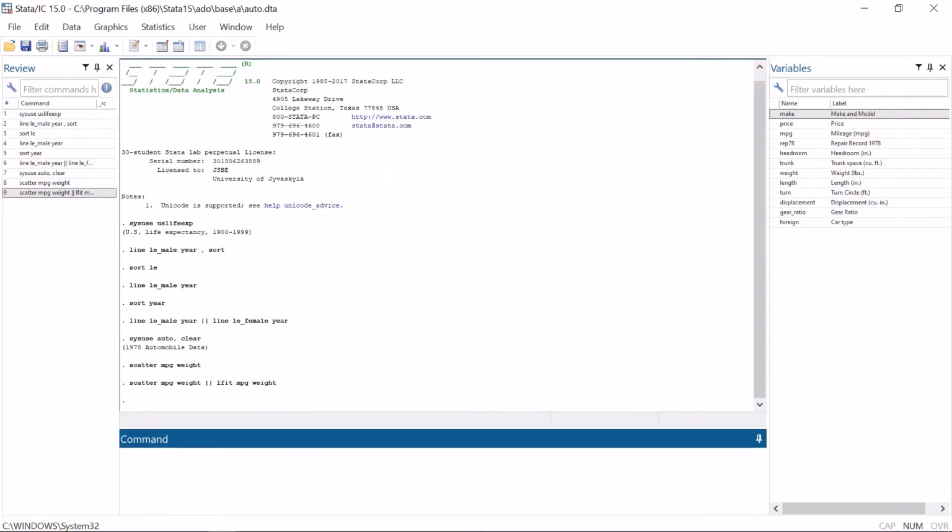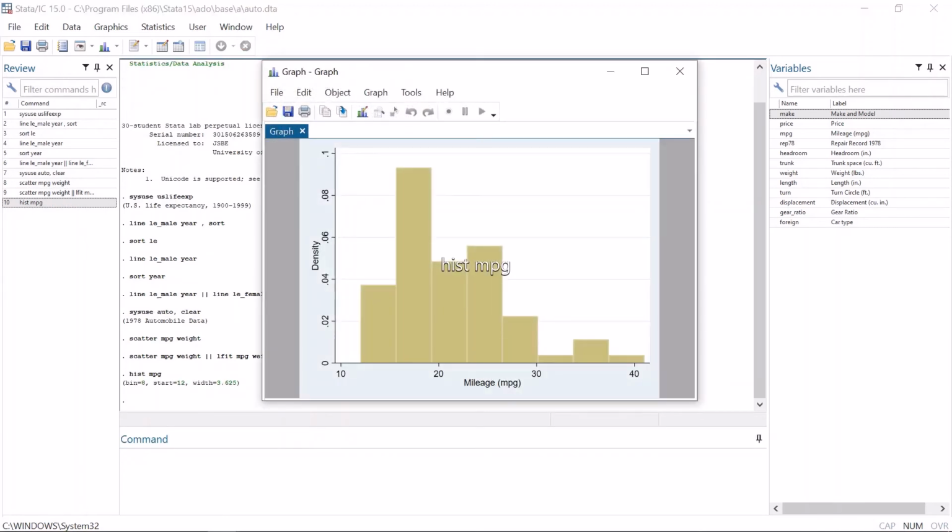Finally, let's take a look on histograms. Also, histograms can be useful figures because they show the distribution of a variable. Drawing a histogram in Stata is even easier than using line and scatter graphs because you only need to type hist and the variable name.